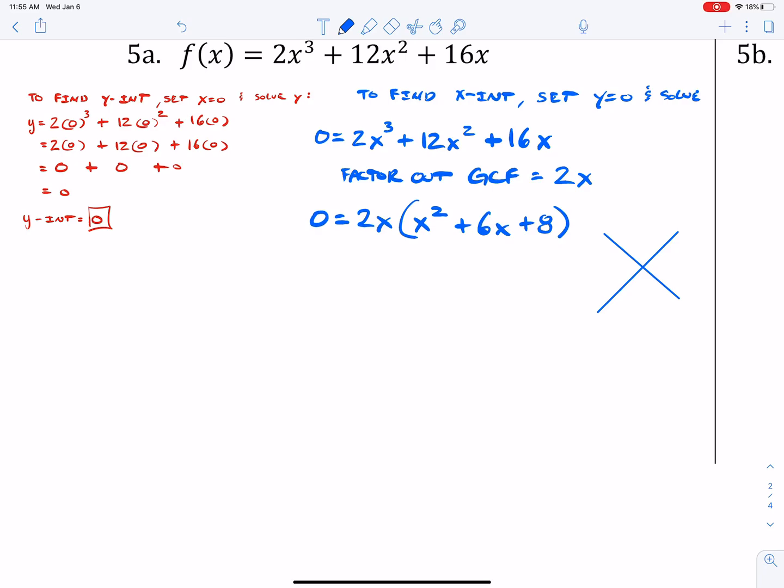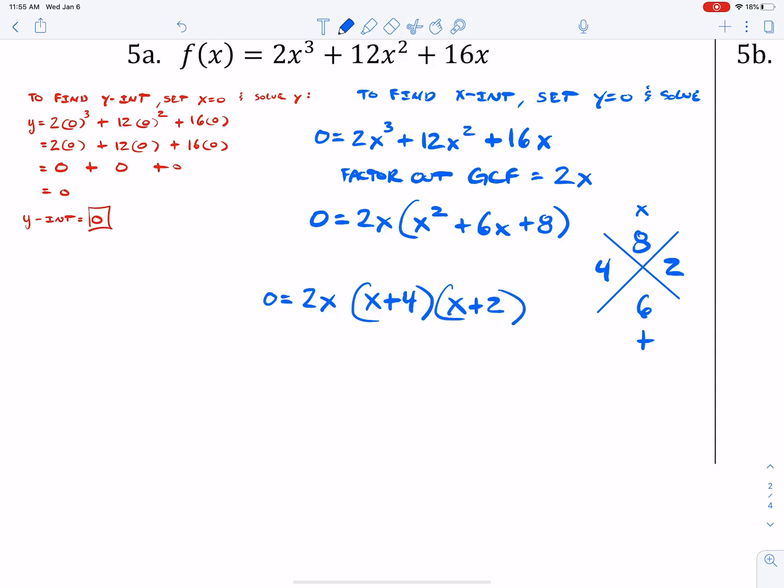I want to find a number that multiplies to give me 8, but adds together to give me 6. Well, I know 4 times 2 multiplies to give me 8, and 4 plus 2 adds together to give me 6. So what I have is 0 equals, I have what I factored out, 2x, I have x plus 4, that's what we just found when we factored out our x squared plus 6x plus 8, and I have x plus 2. So that just came from right here and right here.